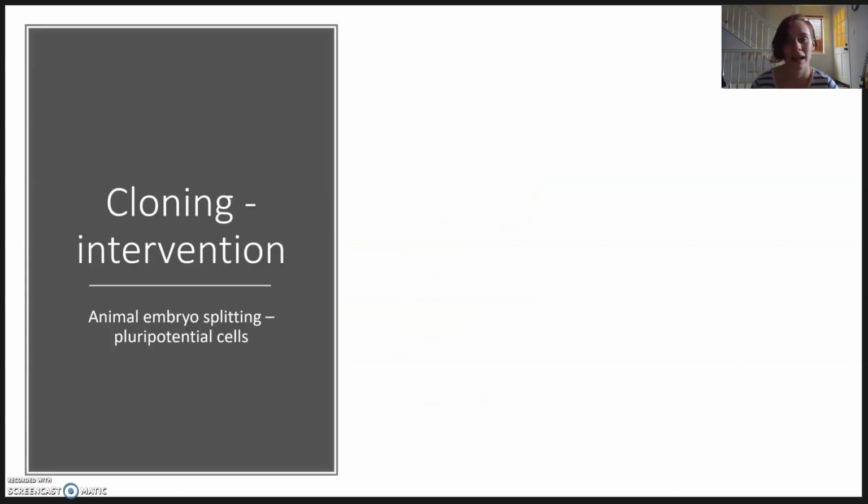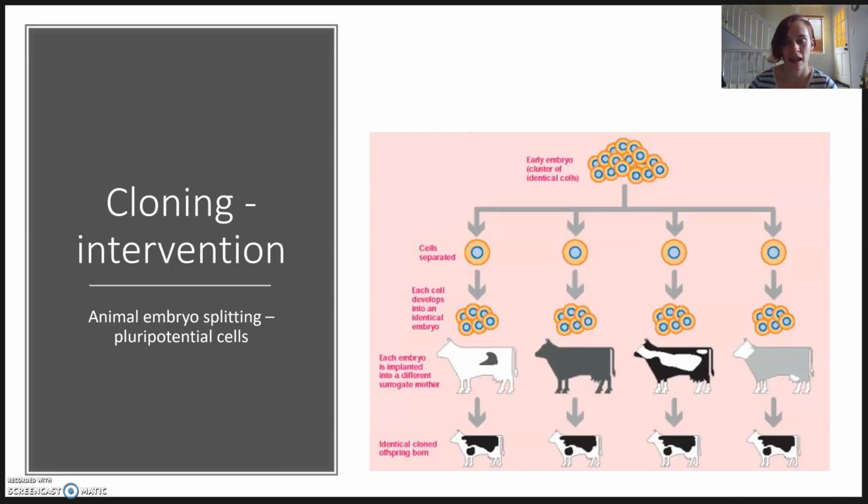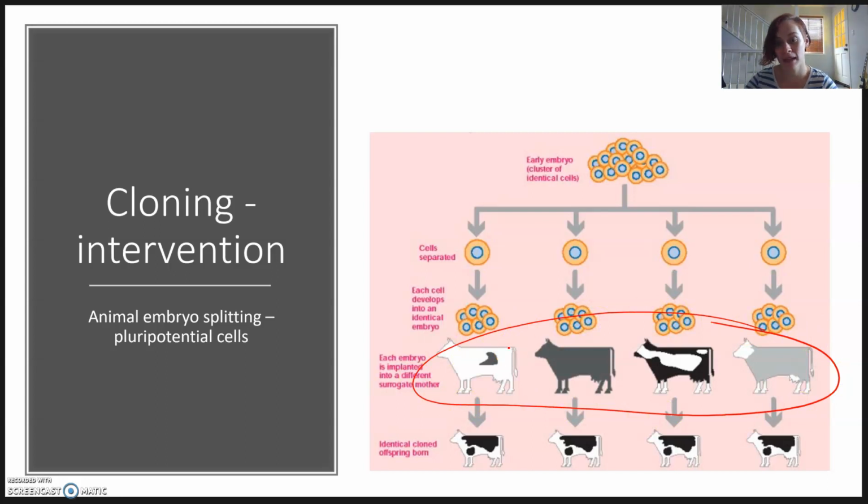When we start talking about intervention cloning, then we have different things to talk about. So animal embryo splitting is one version of this. Now we can fertilize an egg with a sperm, but once that zygote starts to split and divide and go through mitosis, it gets to about an 8-cell stage, and we can take one of those cells, and they are pluripotent. They have the potential to become anything. So they can be taken away and implanted into a surrogate parent. So we're talking surrogate, like all these cows here are now gestating the same cow baby, or the same calf.